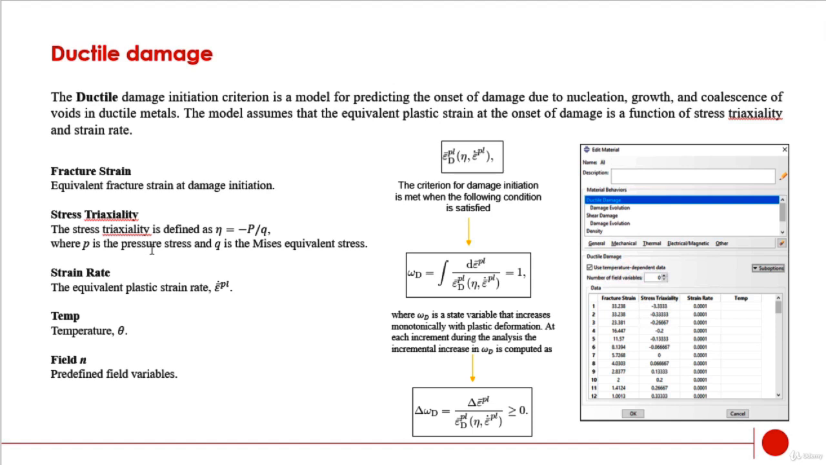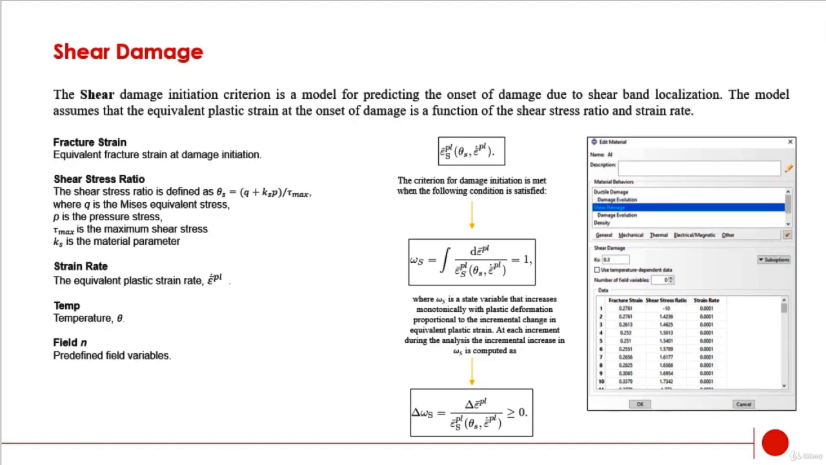The second one is going to be the shear damage. The shear damage initiation criteria is a model for predicting the onset of the damage due to shear band localization. The model assumes that the equivalent plastic strain at the onset of the damage is a function of the shear stress ratio and the strain rate. So we have a fracture strain, the shear stress ratio, and also a strain rate.